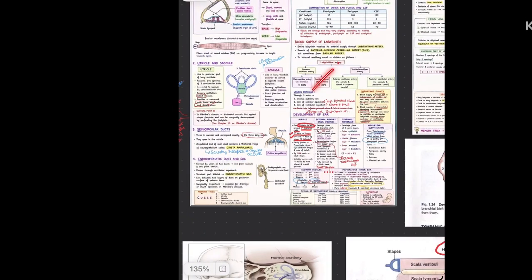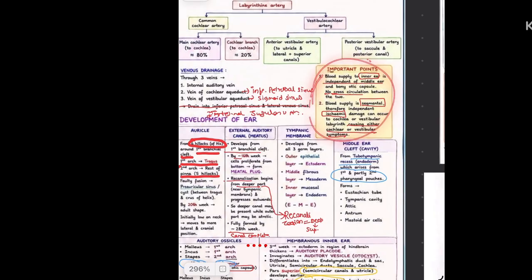Then there is venous drainage. And so, one more thing about blood supply, an important point. There is no cross circulation between the middle ear and your inner ear. So if there is ischemia, they won't get any blood supply from anywhere. And this blood supply is also segmental.